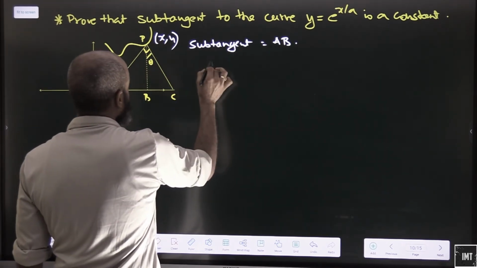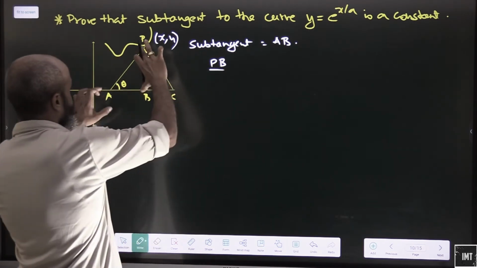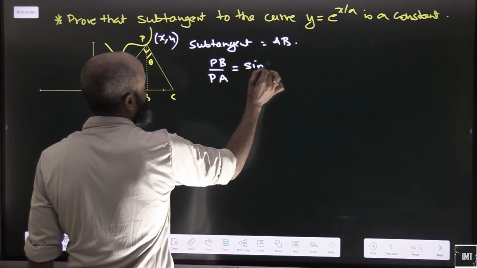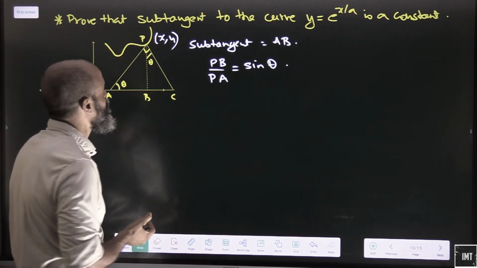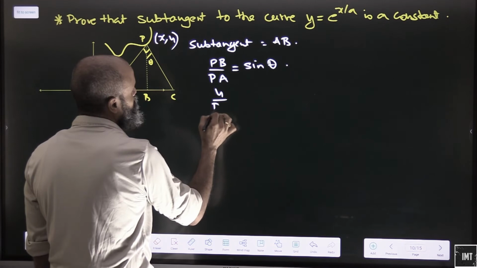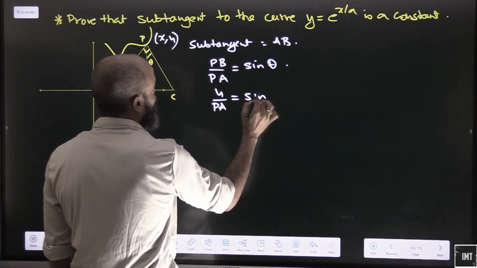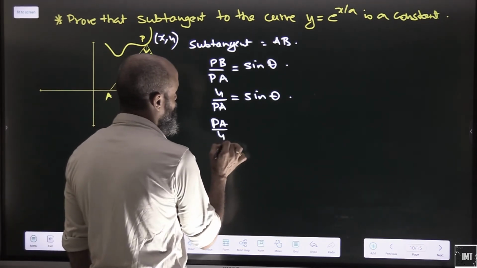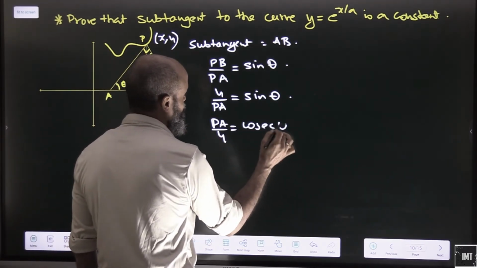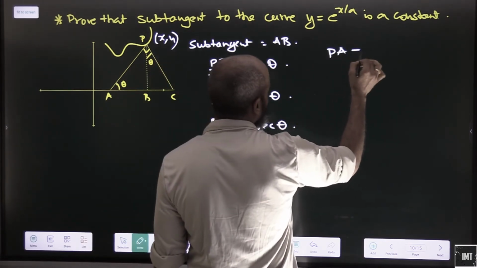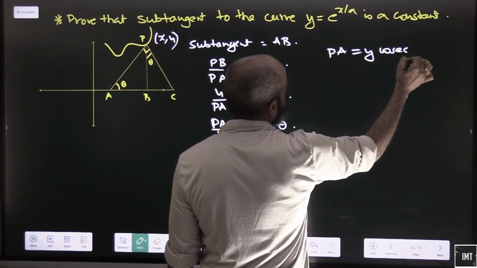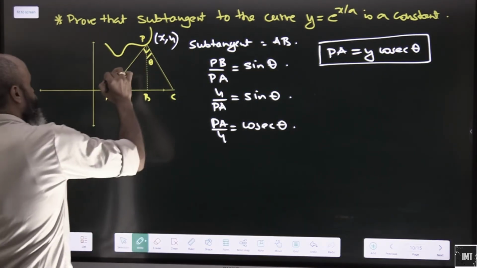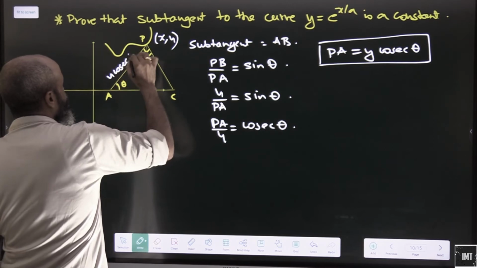So obviously PB by PA is equal to sine of theta. PB is y, so PA by y is equal to cosec theta. So PA will be equal to y cosec theta. This will be PA, that is y cosec theta.